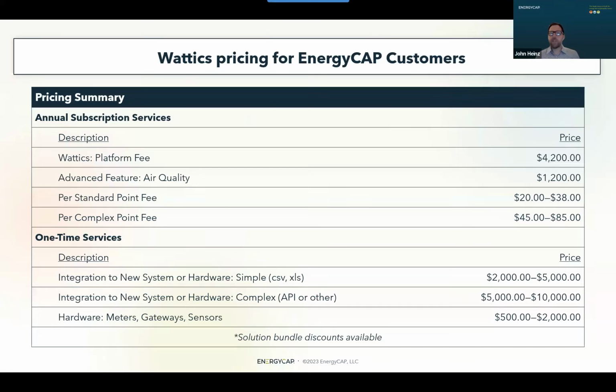Just wanted to quickly touch on pricing. So if you're interested, the way that we price Wattics is there's an annual platform fee, and then we charge a per point fee, and the per point fee ranges based on the volume of points and then the complexity. We provide bundled discounts. If you're already licensing EnergyCAP, we can provide a bundled discount. There's also a one-time fee just to help you get configured and connected to your metering sources. If you need hardware, meaning you need meters or any types of devices, we can bundle that as part of the package as well and support that effort.